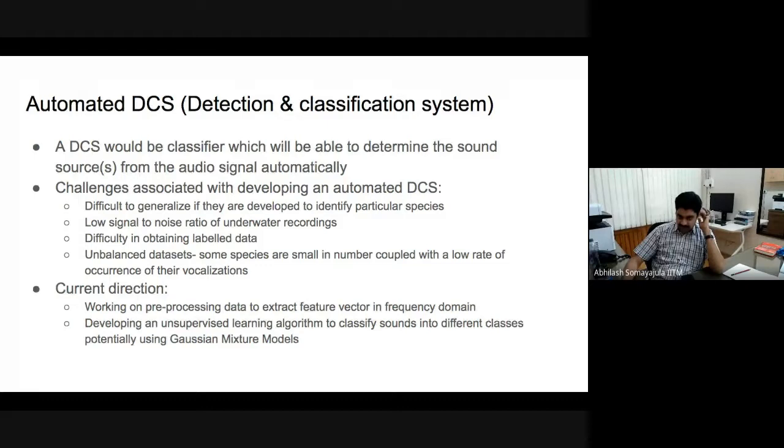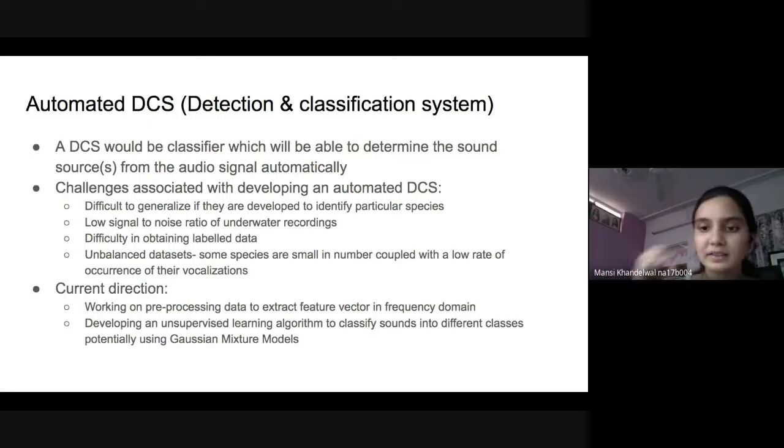No, wait a minute. Sampling frequency is not the same as the cutoff frequency, right? Yes, sir. So sampling frequency would be different. If you know that your fish sounds would be in a particular frequency range, you can only filter those frequencies out and listen to that data.